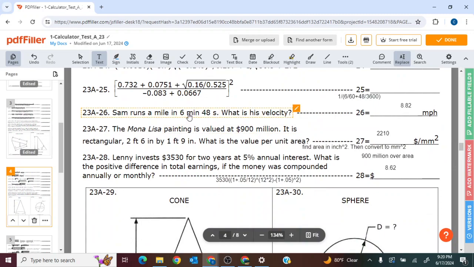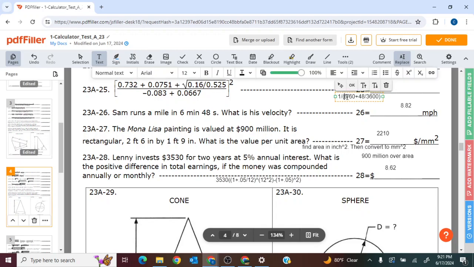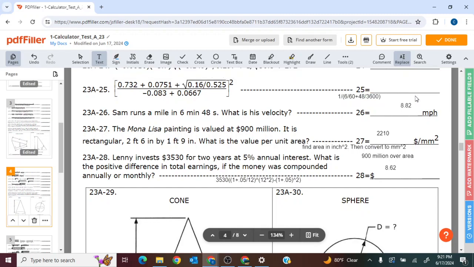Okay, Sam runs a mile in 6 minutes and 48 seconds. What's his velocity? Well, velocity is distance over time. So they want it in miles per hour. So let's do miles, 1 mile over this many hours. So 6 over 60 minutes to hours plus 48 over 3600 seconds to hours. If you do that, you get a speed of 8.85.